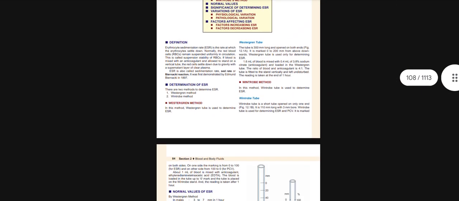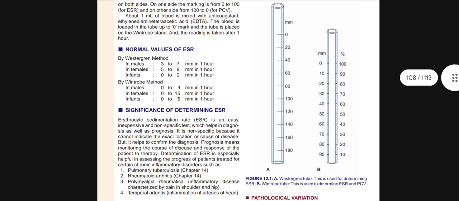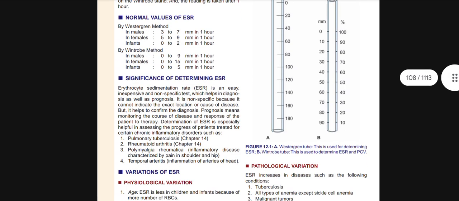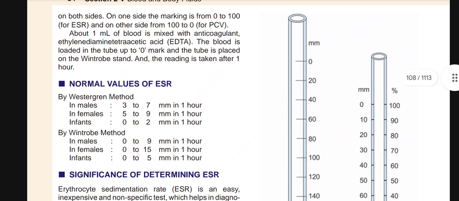It is marked on both sides. You can see the diagram of both tubes, one is the Westergren and one is the Wintrobe tube. On one side it is marked from 0 to 100 for ESR, and on the other side it is from 100 to 0 for PCV or packed cell volume.